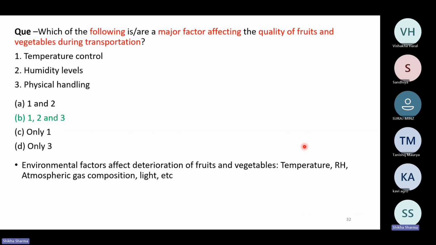So from all this discussion, we can say that temperature is very important, humidity is also very important, and physical handling should also be appropriate. All these are major factors to control quality during transportation.